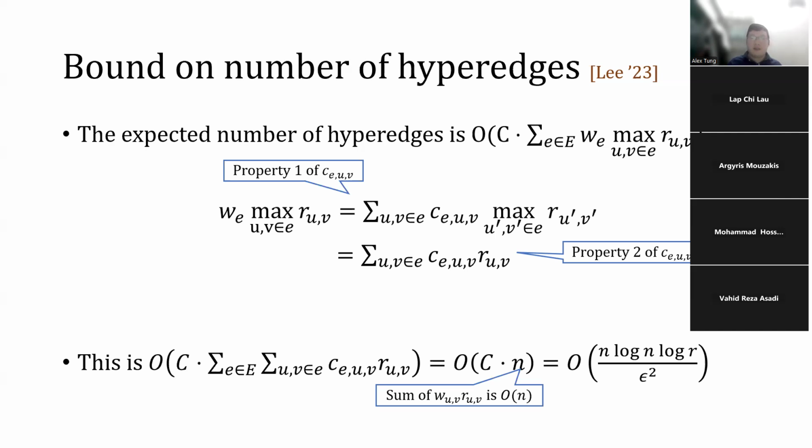So now the number of hyperedges, you can bound as basically C times the sum of effective resistances in the reweighted clique graph, which we know is about n. That means we get the bound n log r divided by epsilon squared. The extra log r comes from the fact that you need a higher oversampling rate to get the spectral sparsifier in the hypergraph case.